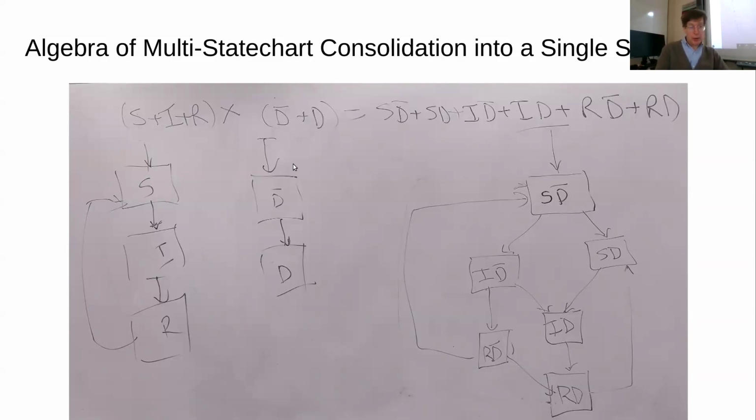I could be susceptible without heart disease. I could be susceptible with heart disease. I could be infected without heart disease. I could be infected with heart disease, and same thing with recovered. Now, I could draw out the state chart, which I'll call the normalized state chart, which combines both these two. The state chart characterizes the state with respect to each of these two, albeit in a somewhat more cumbersome and more verbose manner.